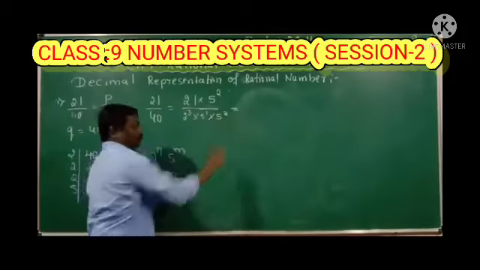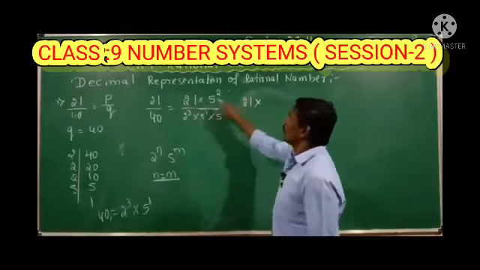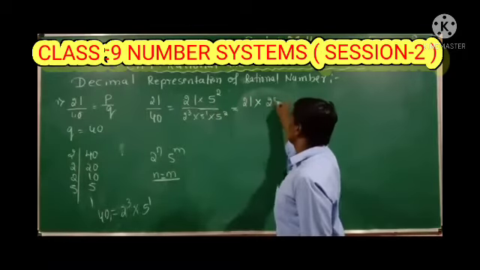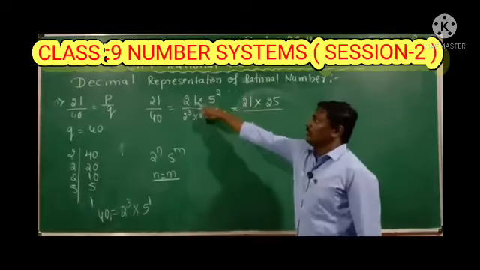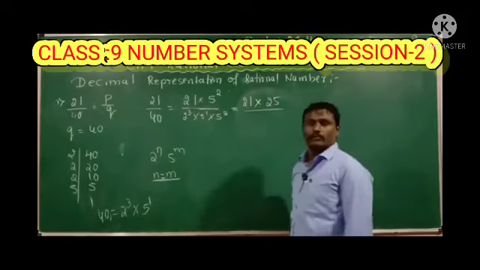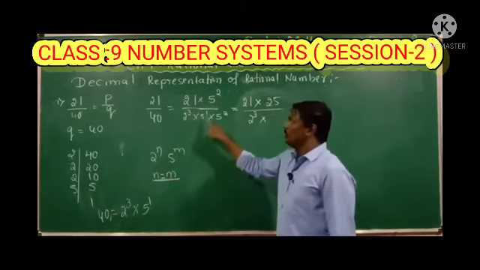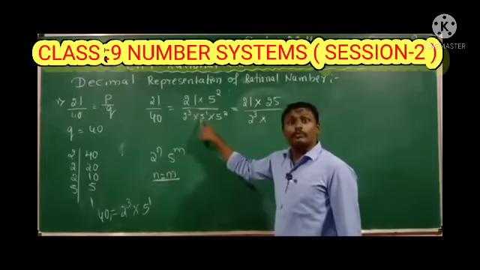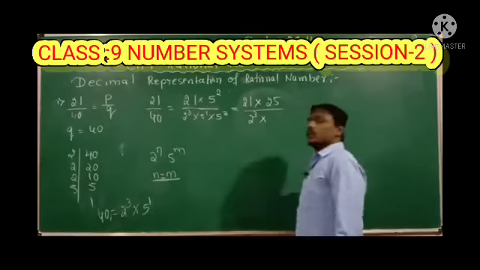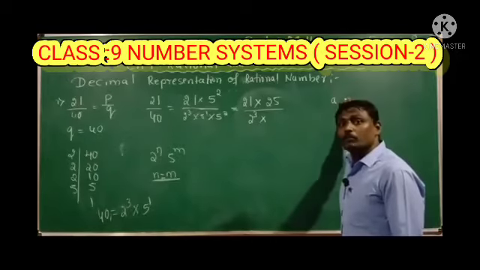Here 21 into 5 square means 25. 21 I write as it is. 5 square means 25. 2 cube I write as it is. Here these two bases are the same. When the bases are the same, the powers can be added. We already know the exponential laws.